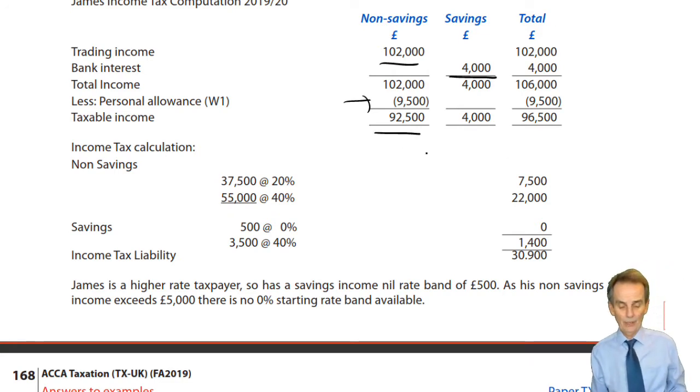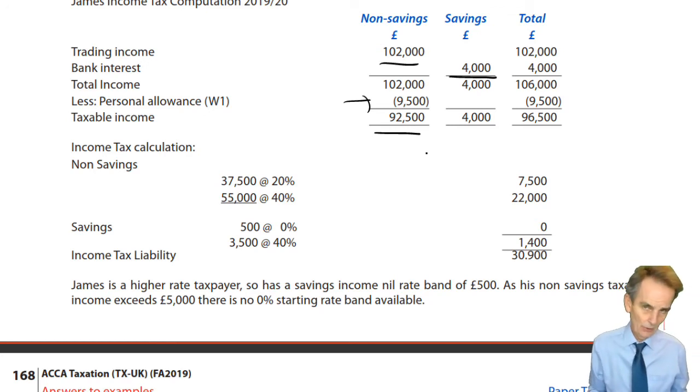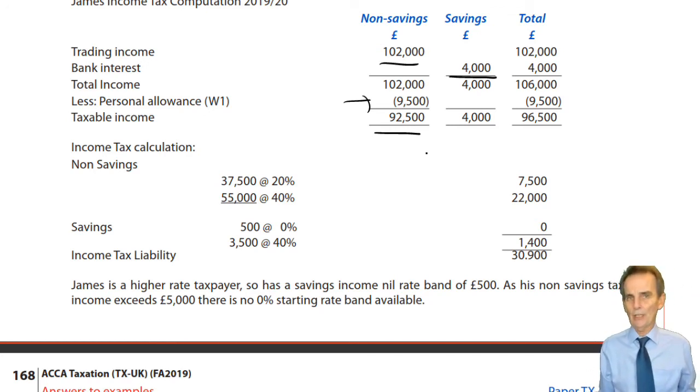92,500 of non-savings income means, of course, that there is no 0% starting rate band available to you. But what about the savings income nil rate band? Do we have one of those? Well, unlike the previous example where we've been dealing with an additional rate taxpayer where it's not available, at a higher rate taxpayer, although it's not at the higher level, you do, of course, get the reduced level of £500.